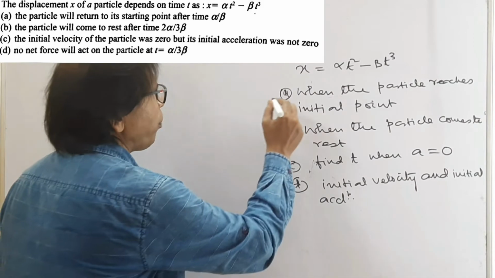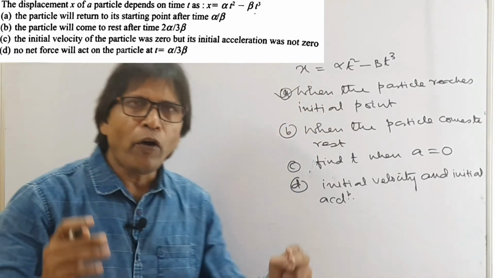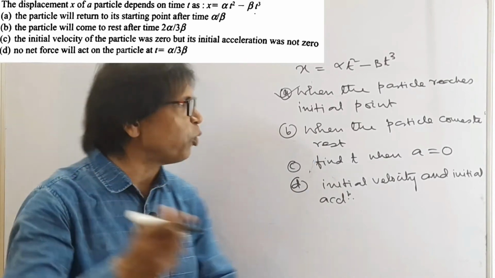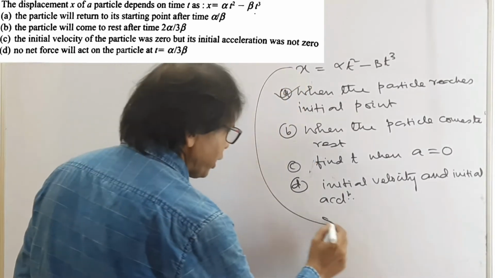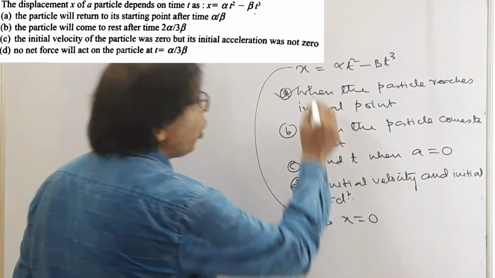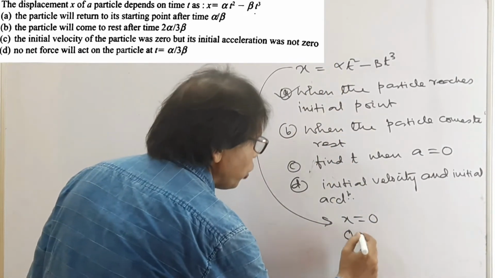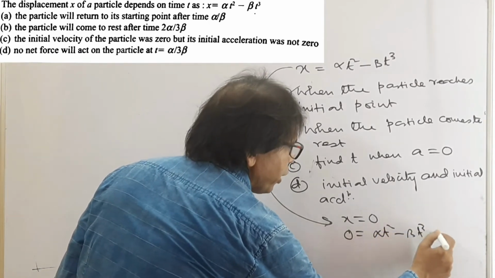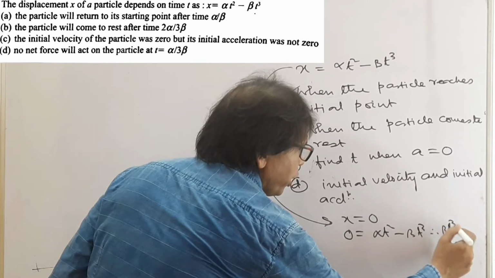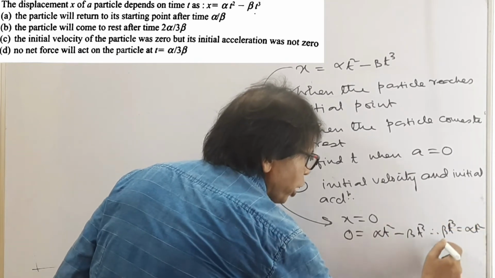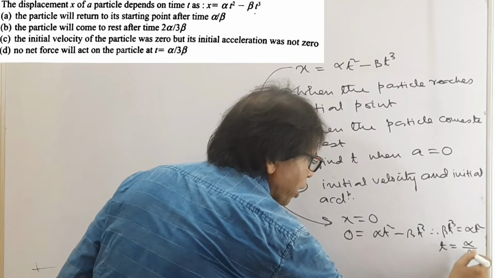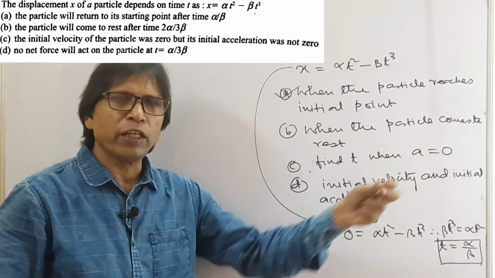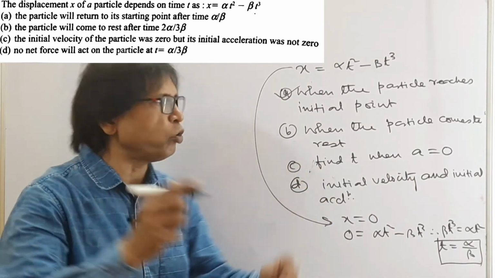Now number 1, when the particle reaches the initial point. When the particle reaches the initial point, the displacement is 0. Now put x equals 0. So we get 0 equals alpha t square minus beta t cube. Therefore beta t cube equals alpha t square. Therefore t equals alpha by beta. Okay.